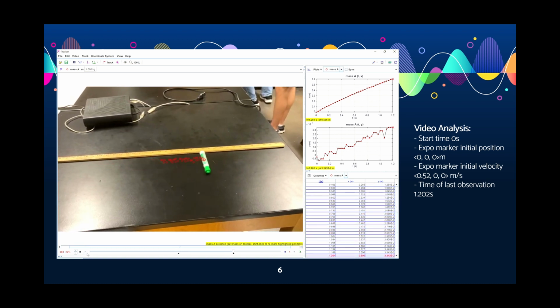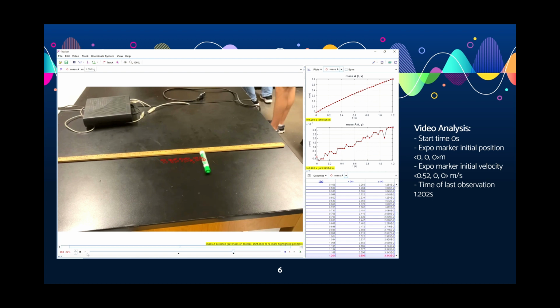I chose to orient the positive x-axis to the right and the positive y-axis up. For each frame of the video, which represents one time interval, I placed a pointer on the center of mass of the expo marker, and these are the red circles that you see on the screen. Doing this generated a graph of the marker's position at each time interval.